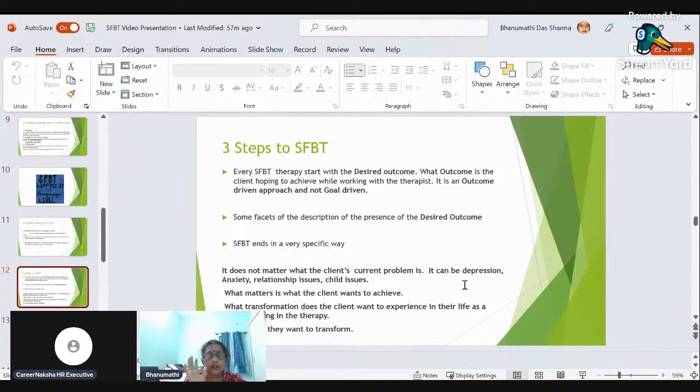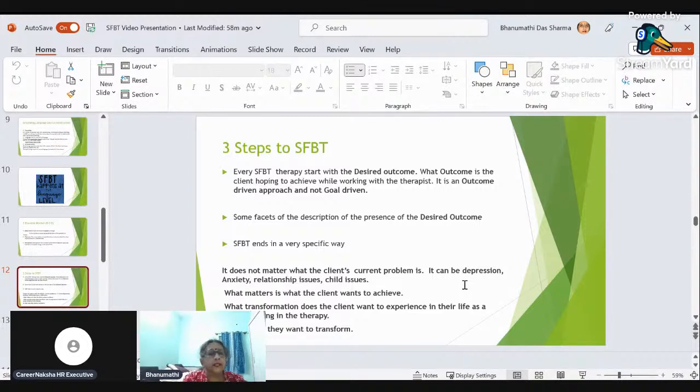And it is not goal driven. I'll explain to you what it is, goal and desired outcome. Some facets of the description of the presence of the desired outcome, that is the detailed description of the desired outcome, should be discussed in the therapy. And then SFBT ends in a very specific way. That also we will discuss.